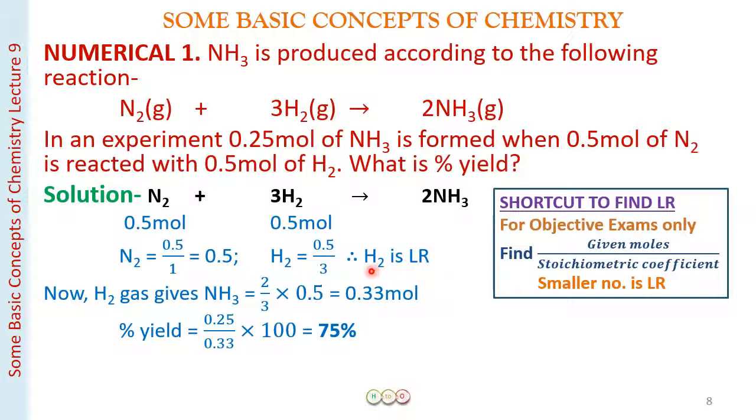Now whatever calculations for the product you have to do, you would be doing that with hydrogen, right? So if 3H2 gives NH3, then what is 0.5 mole going to give? This is going to be 0.33 mole. And the percentage yield, what is that going to be? So percentage yield is the actual yield over the theoretical yield multiplied by 100. So the percentage yield comes up to 75%, right?